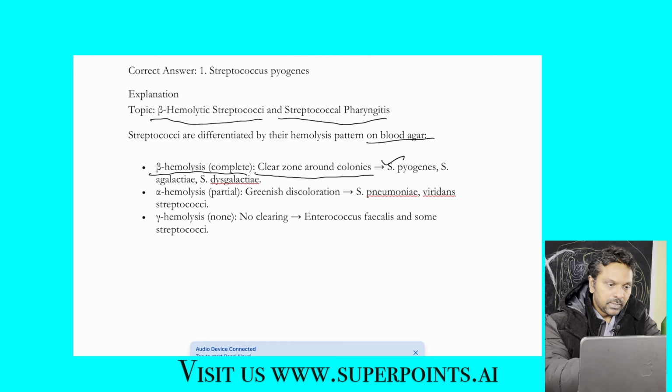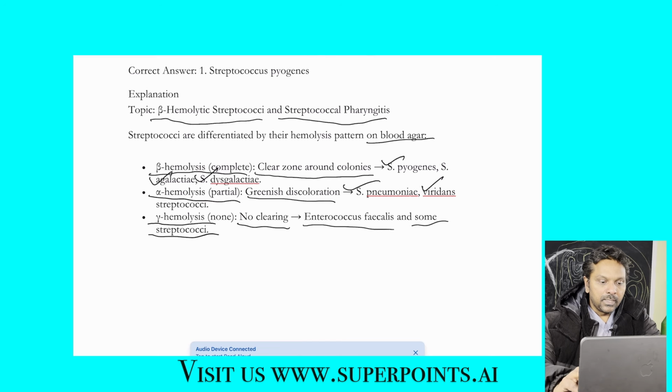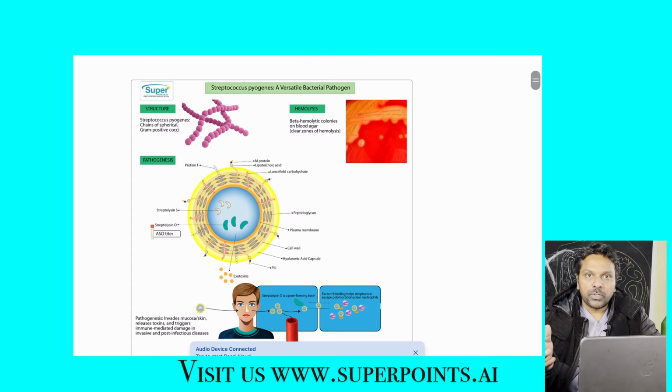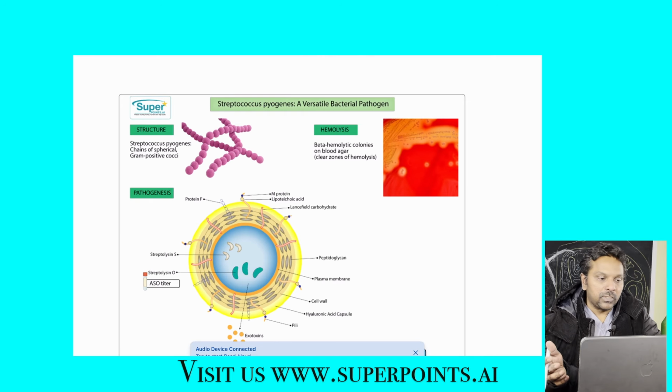Streptococcus pyogenes, Streptococcus agalactiae, and Streptococcus dysgalactiae. And alpha hemolysis, we have greenish discoloration. There is Streptococcus pneumoniae, viridans streptococci. Then there is gamma hemolysis, no clearing: Enterococcus faecalis and some streptococci. So, when you see Streptococcus pyogenes, think about its basic structure.